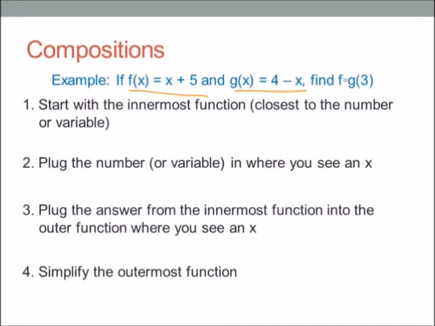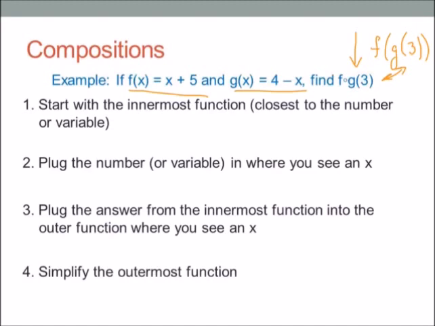Alright, so given the two functions, we're trying to figure out f of g of 3. So that little circle right there is not a degree symbol. It basically just reads like "of." Now I could also write that like this, f of g of 3, using parentheses, and that's actually the more common way of seeing it, but you can still write it either way. They both mean the same thing.